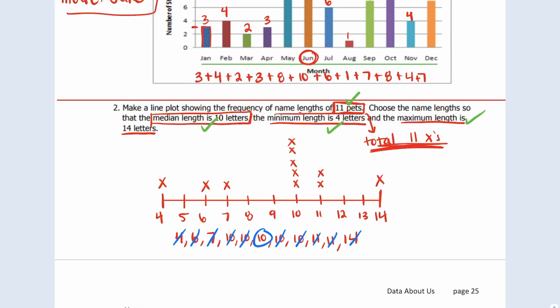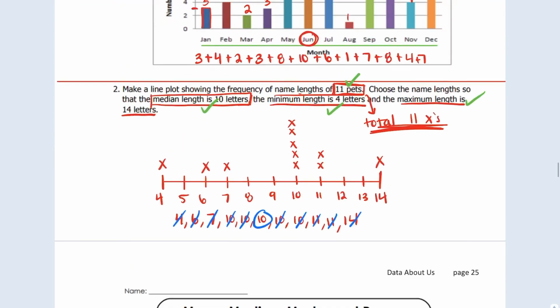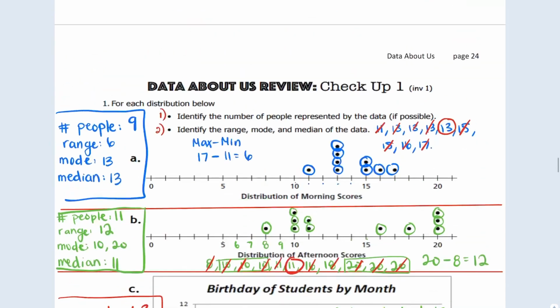I encourage you guys to play around with this. See how different you can make your line plot from mine. This is a pretty interesting question. Like I said, it takes a little bit more thinking, but once you get it, it's pretty nice. It's a pretty nice feeling. Okay, so that's it for page 24.